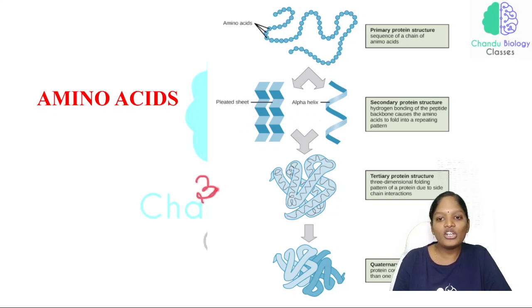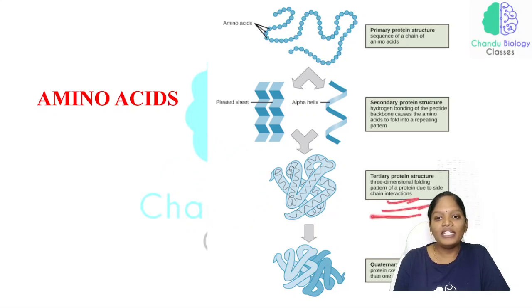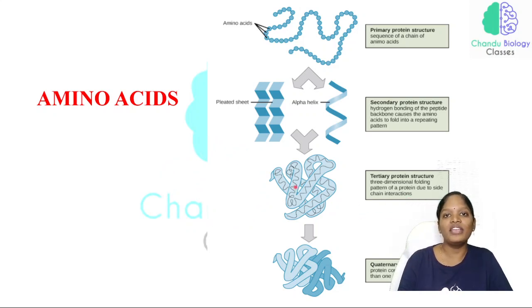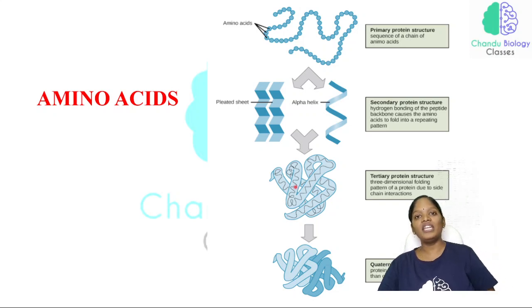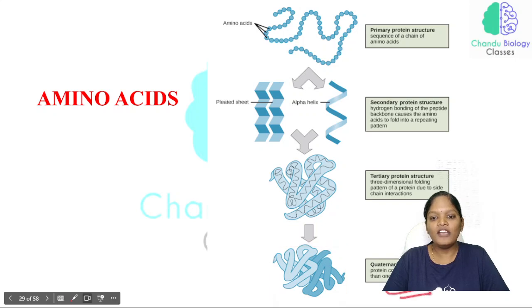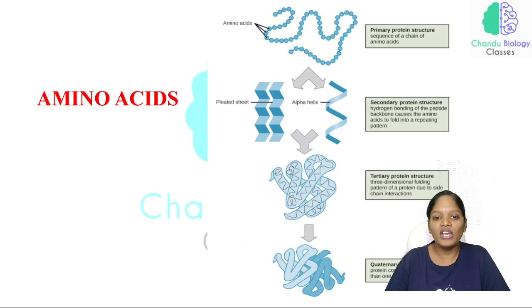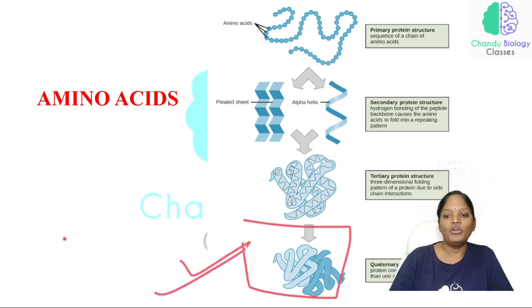Now comes the tertiary structure. The 3D structure of a protein is the tertiary structure. The 3-dimensional folding pattern is due to the interaction of the side chains. We know that many amino acids make a polypeptide, and in the secondary structure again there will be the polypeptide, with many amino acids. If all the side chains interact, this forms the 3-dimensional structure. That is what we call the tertiary structure. In the quaternary structure, the protein consists of more than one amino acid chain. If the protein contains more than one amino acid chain, we call it a quaternary protein structure.